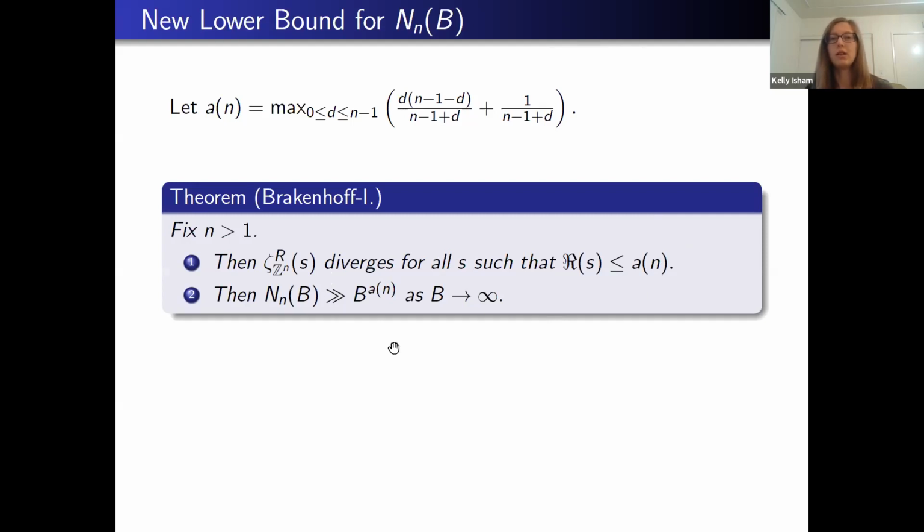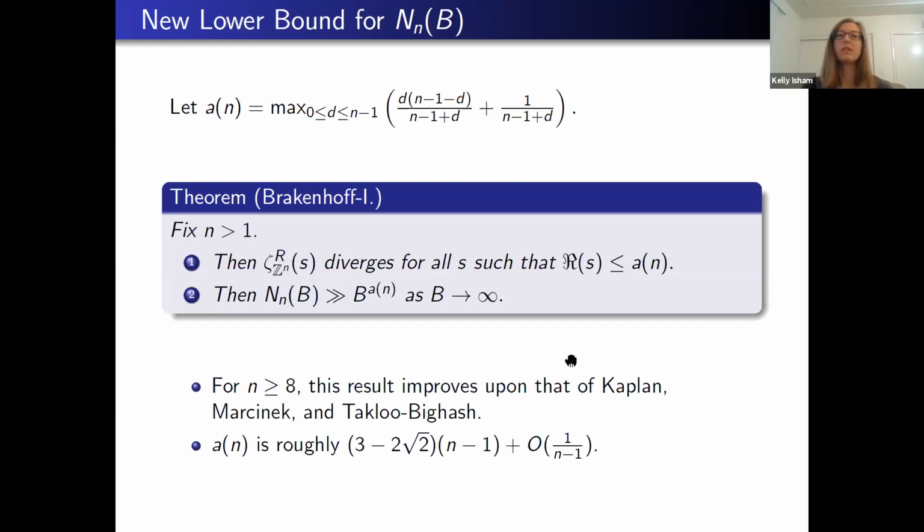And then that just gives us that the asymptotic growth of subrings is bounded by B to this function in n. So it might be hard to look at that. This is a maximum over integers d of this function here. So, well, what does this tell us? Well, when n is greater than or equal to 8, this result improves upon that of Kaplan, Marcinek, and Takloo-Bighash.